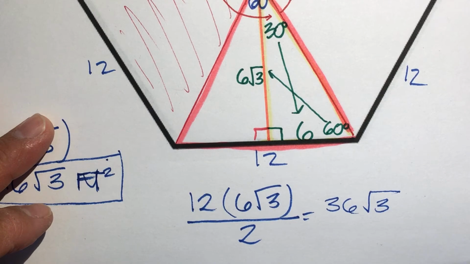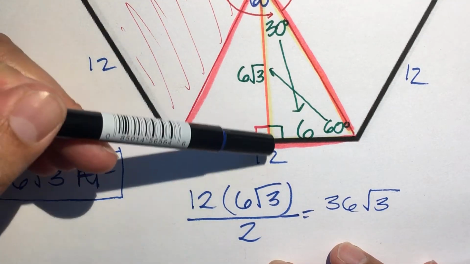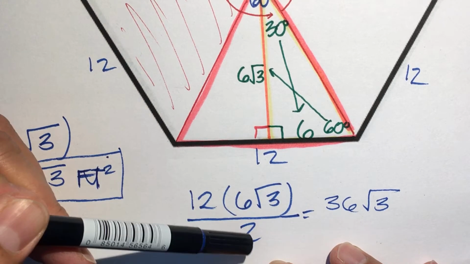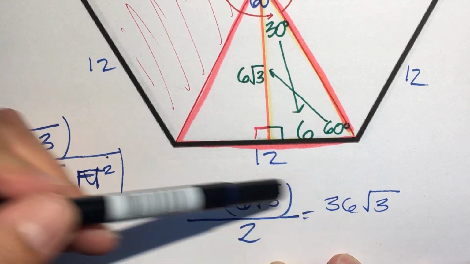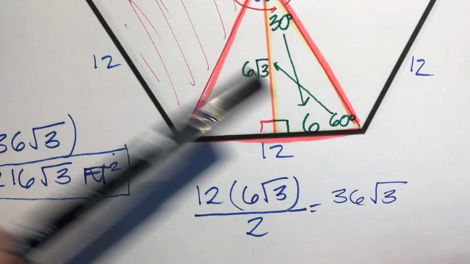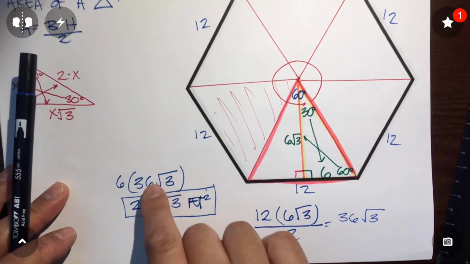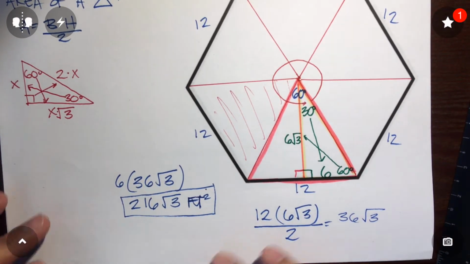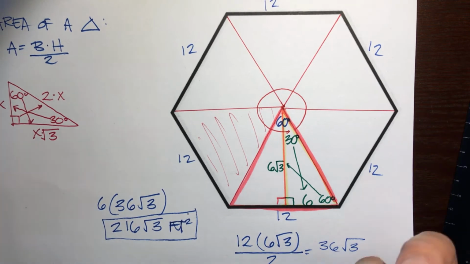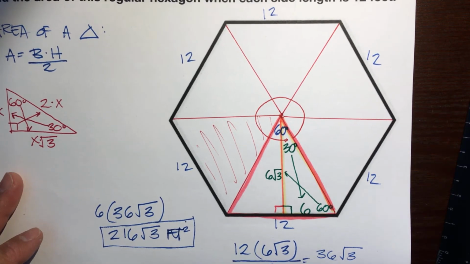And so we find the area of our triangle, which is the base, 12, times the height, 6 square root of 3, divided by 2. And when you simplify that, that's 36 square root of 3. And that's the area of one triangle. And then we multiplied it by 6 right here. And our final answer is 216 square root of 3 feet squared. All right, there's your answer. So that's how you find the area of a regular hexagon.